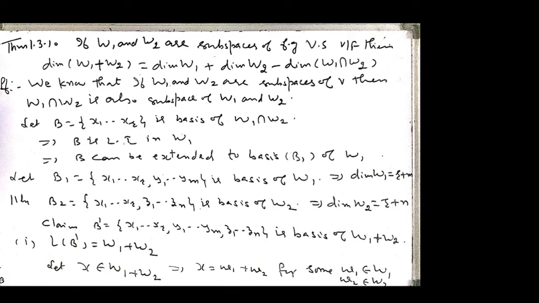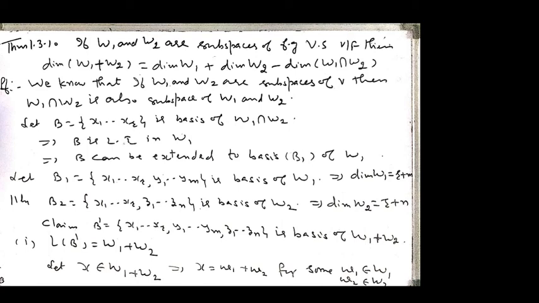So let B equal to x1, x2 and so on up to xr be a basis of W1 intersection W2. Because it is a basis, it is linearly independent. So B is linearly independent in W1 because W1 intersection W2 is a subset of W1. Therefore B is linearly independent in W1, which means B can be extended to a basis B1 of W1.